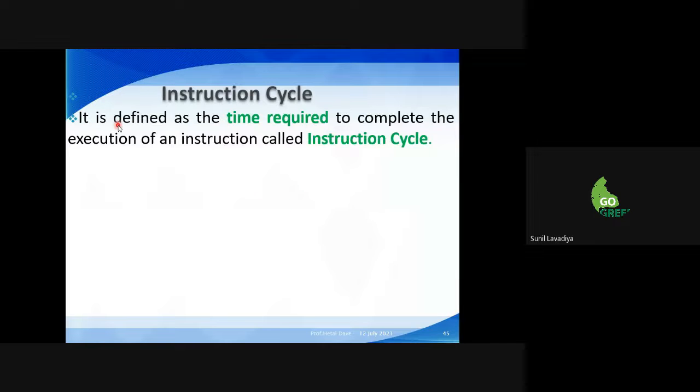Next concept is instruction cycle. So what is instruction cycle? It is defined as the time required to complete the execution of an instruction. Move is one instruction, MVI is one instruction, LDA is one instruction, and STA. Similarly, many instructions are there. So how much time is required to identify the instruction and complete it? That is called the instruction cycle.